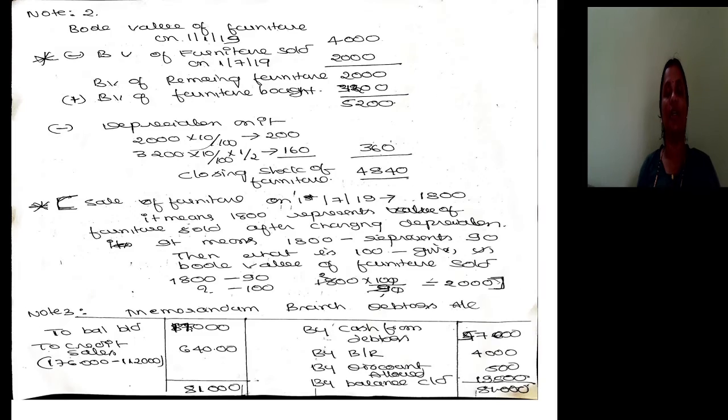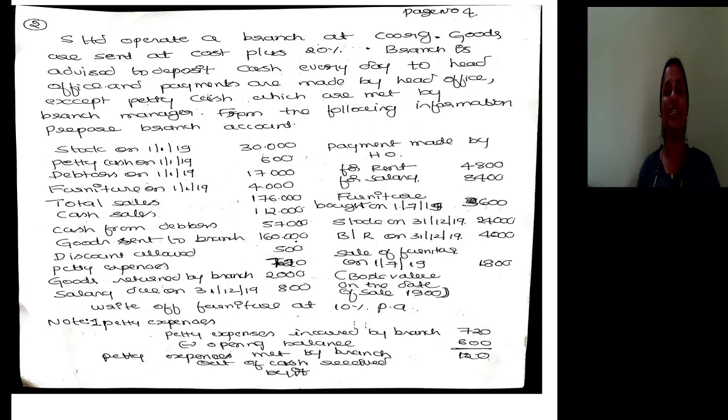Try to understand. The next thing is stock on 31/12. So what's the journal entry? Branch stock account debtor to branch account. Bills receivable on 31/12: bills receivable account debtor to branch account 4,000.